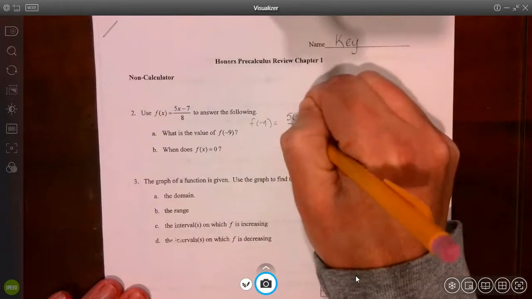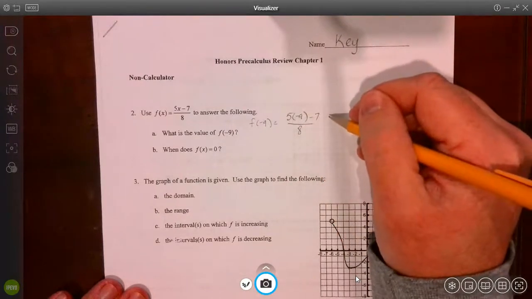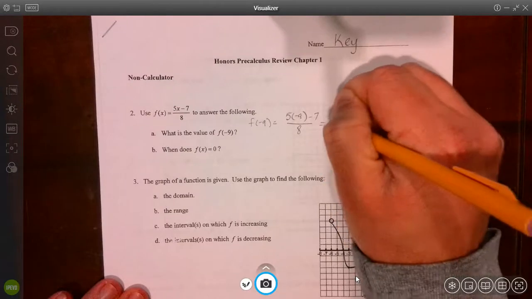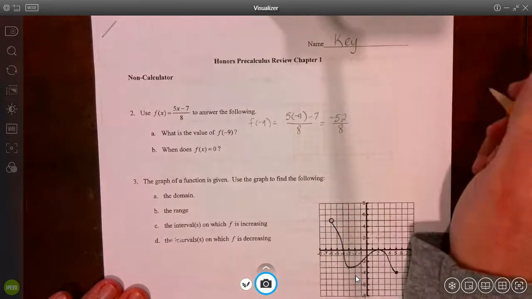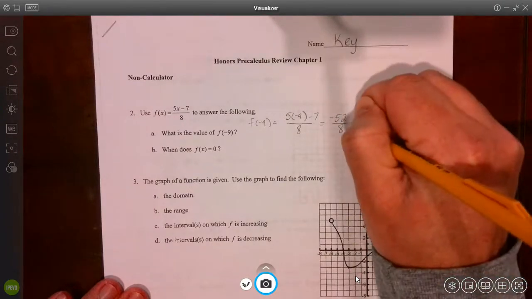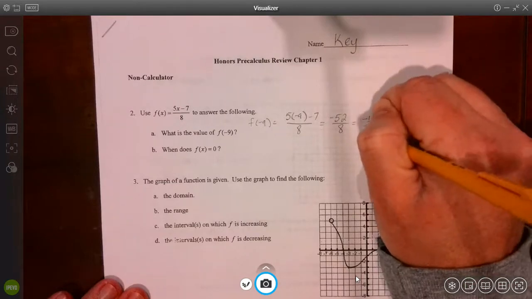all over 8. Right, so 5 times negative 9 is negative 45, minus 7 is negative 52 over 8. That reduces. 4 goes into both of those evenly, so this reduces to negative 13 over 2.